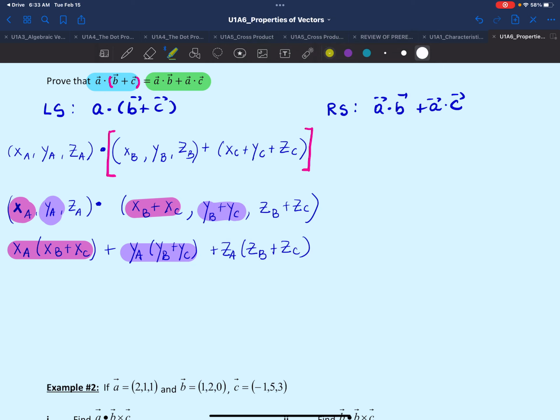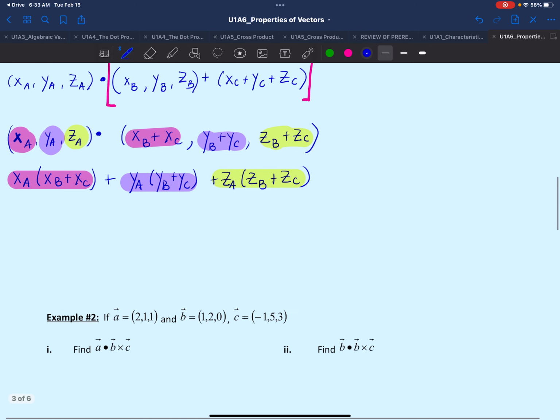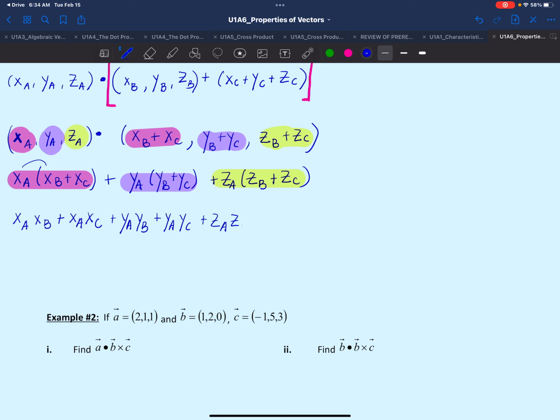Let's choose a different color here. So next we'll expand. So what we get here is XA XB plus XA XC plus YA YB plus YA YC plus ZA ZB plus ZA ZC. So far this is the expression and we won't simplify any further.